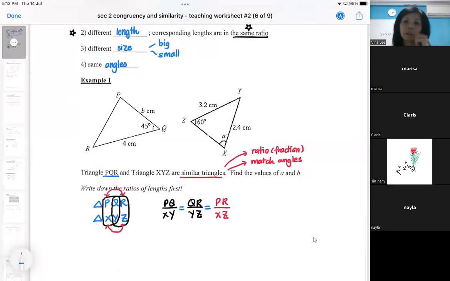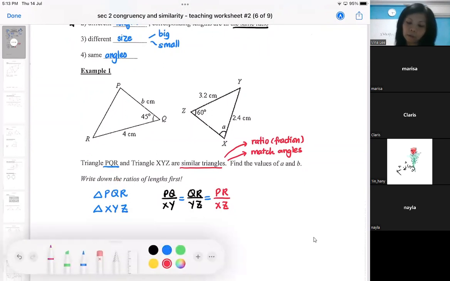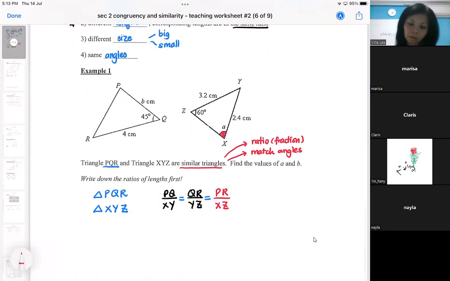So the first thing is you write out the ratio. Then we will try to answer the question subsequently. Okay, so now I write out the ratio already. Let's try to answer the question now. If you look at finding the value of A, do you realize A is angle X? So A is angle X, so I should match with P. So this is also A.